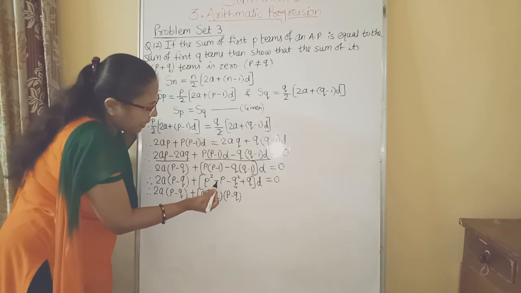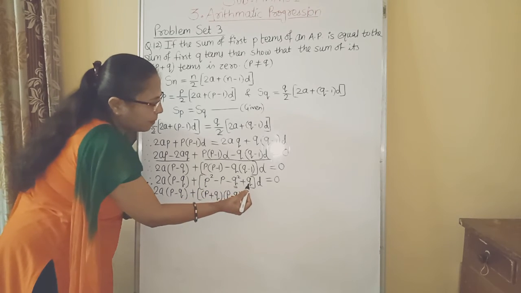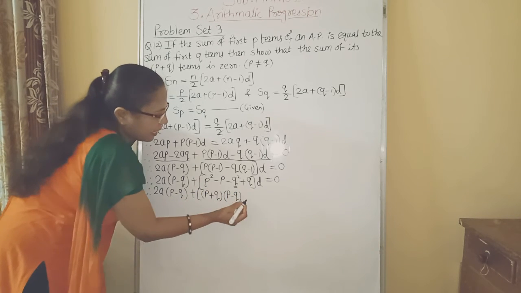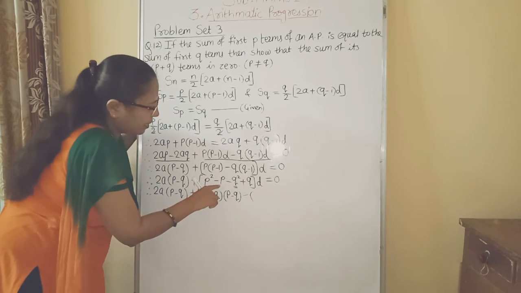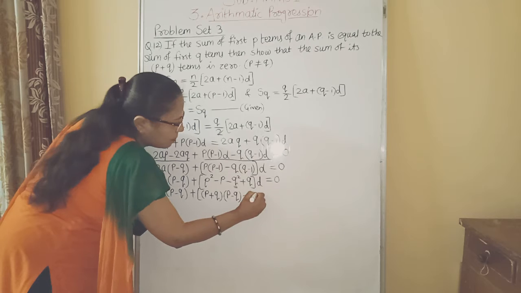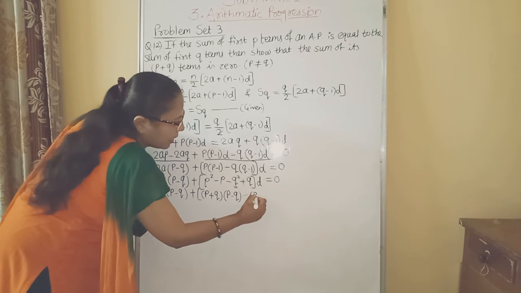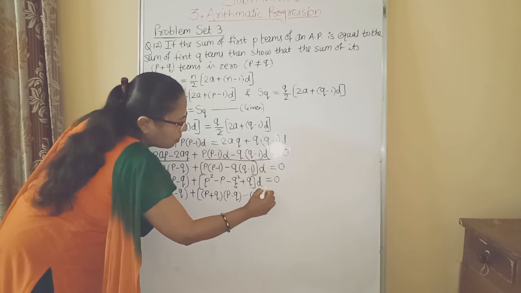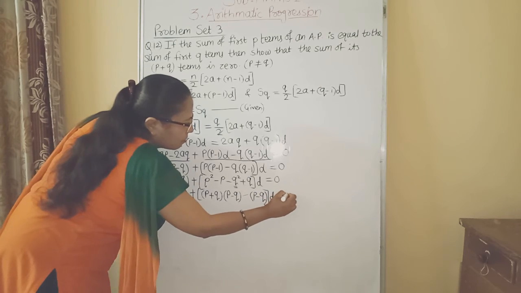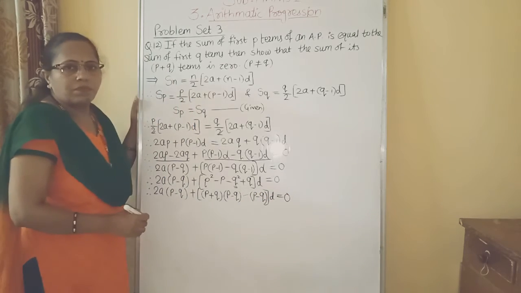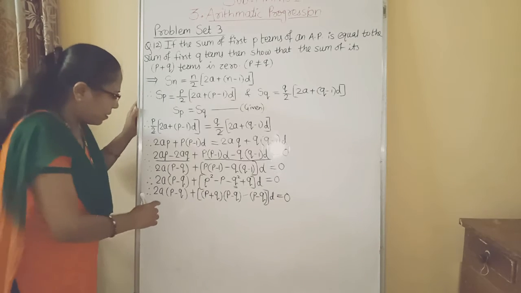Now which term remains? Minus p plus q. So here we will take minus sign common. So in the bracket what we will get? p, and instead of this plus we will get minus q. Close the bracket, into d equal to 0. Okay?